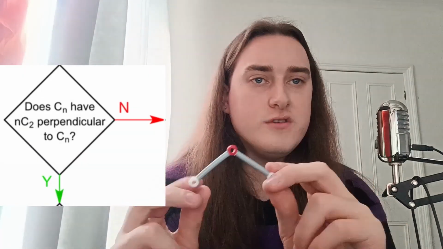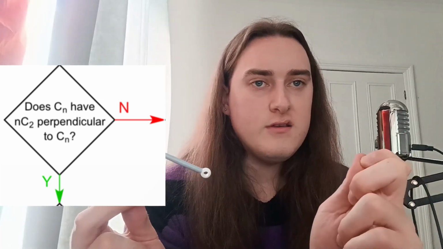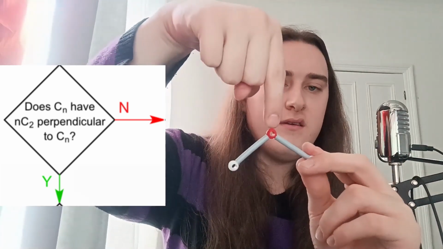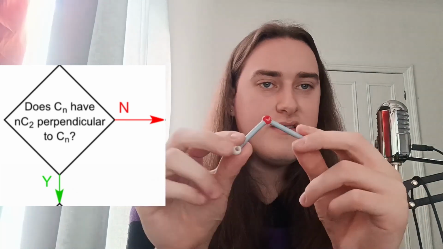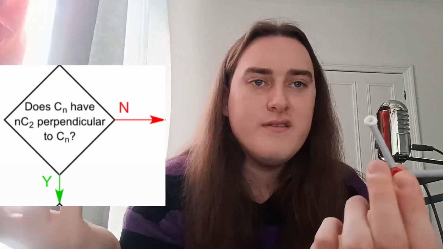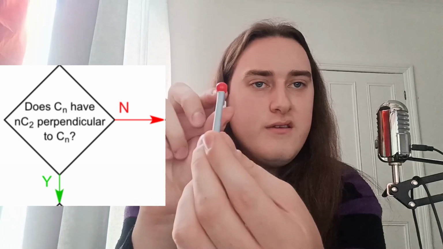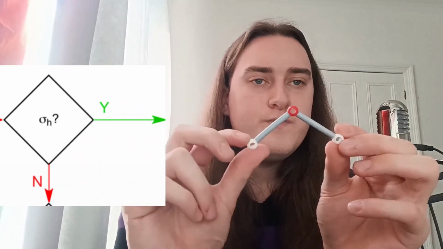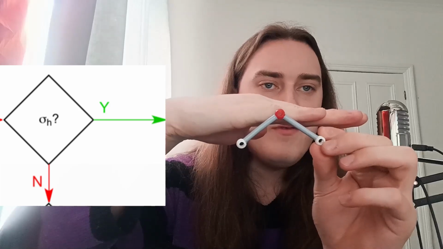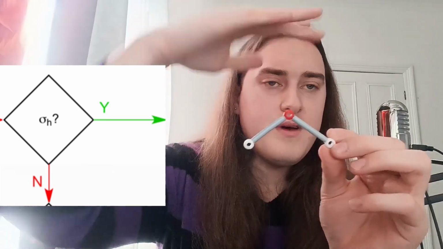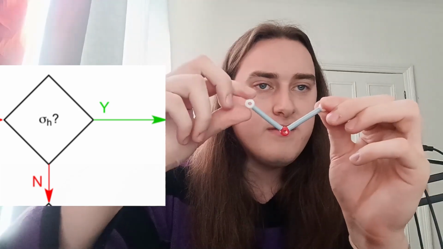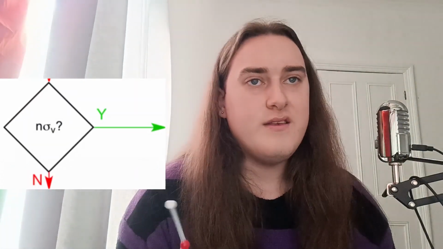Does Cn, which is C2, have n C2 perpendicular to Cn? We look here. Is there a C2 axis going into the camera? No, because if you rotate this 180 degrees, it doesn't look the same. And there's not one here either, because if you rotate this 180 degrees, it doesn't look the same. So the answer is no. Is there a sigma H? Nope, because if we flip it perpendicular to the principal axis, it doesn't look the same. Is there a sigma V?